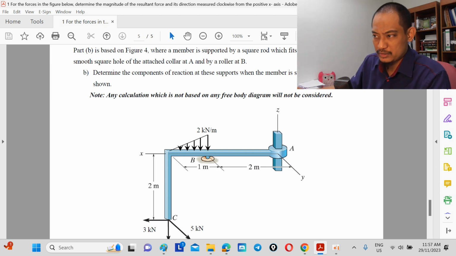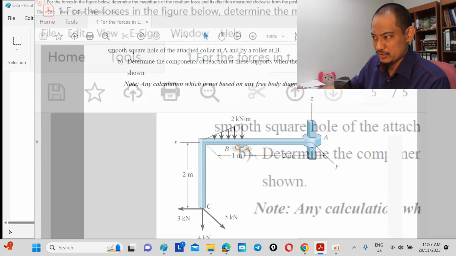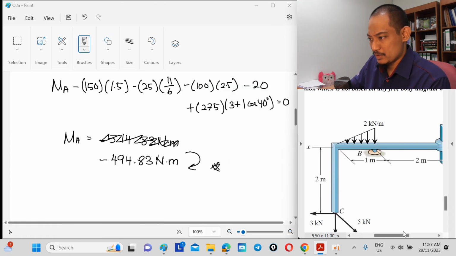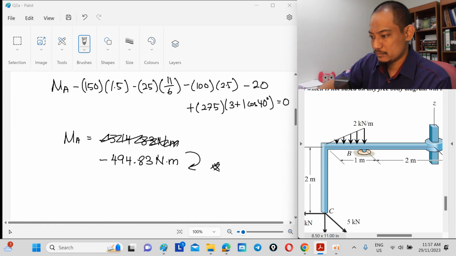Which fits loosely, meaning it could go up and down through the smooth square hole of the attached collar at A and roller at B. Okay, this is a roller as well, and then this is distributed rolling. Okay, determine the component reaction. Same question, just 3D, right? We need to find the reaction.